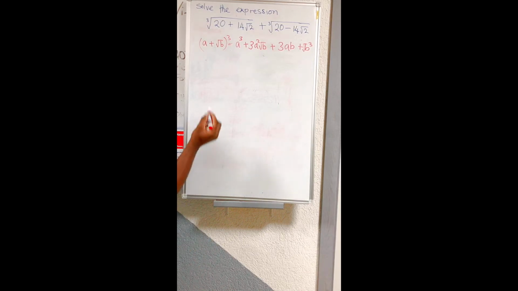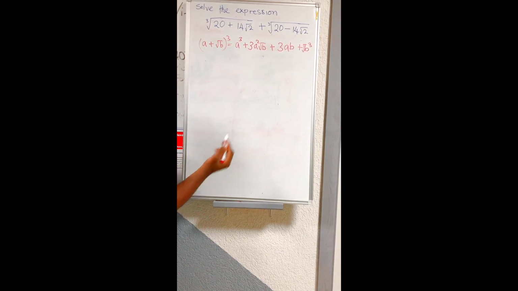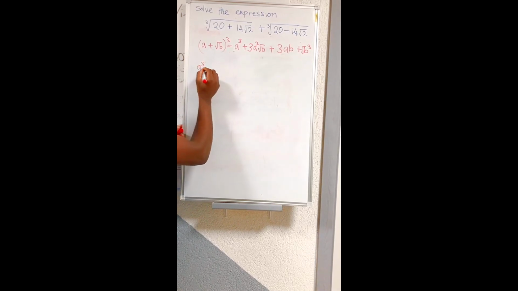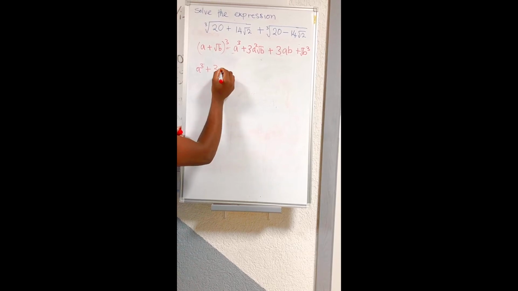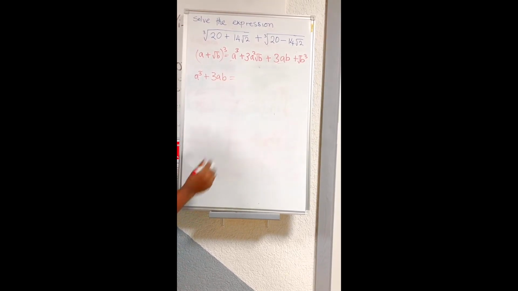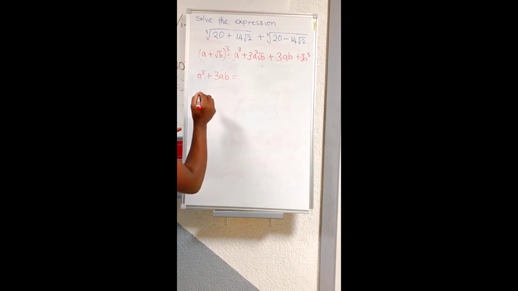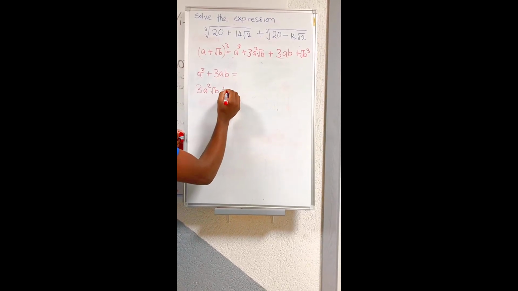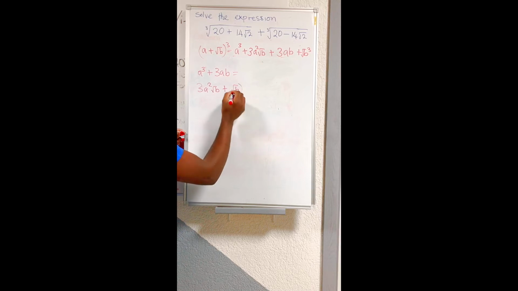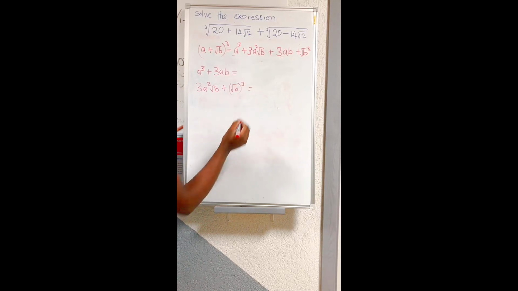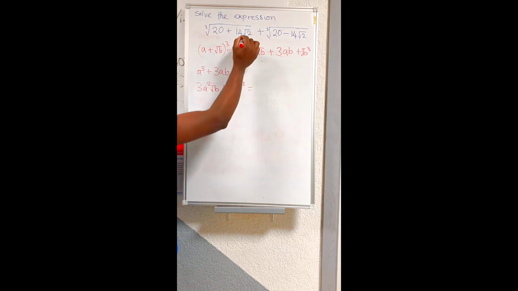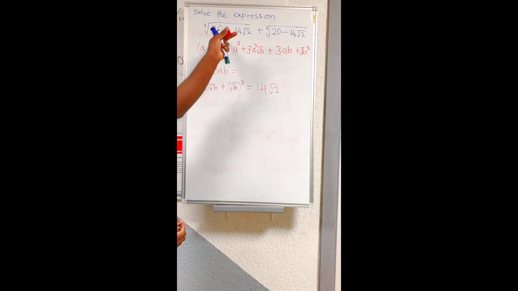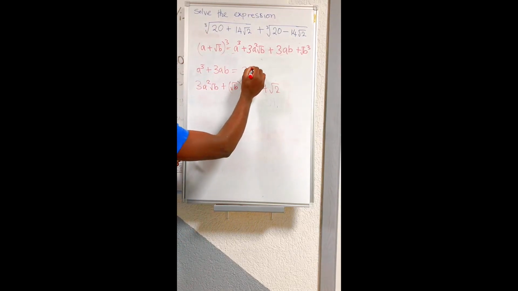Okay, so in this case you can tell that the only numbers that didn't have square root were this one and this one. So a cubed plus 3ab will give you a number without a square root, whereas 3a squared root of b plus root b cubed will give you a number with a square root. So here the number that has a square root is 14 root of 2. Then the other one without the square root was 20.